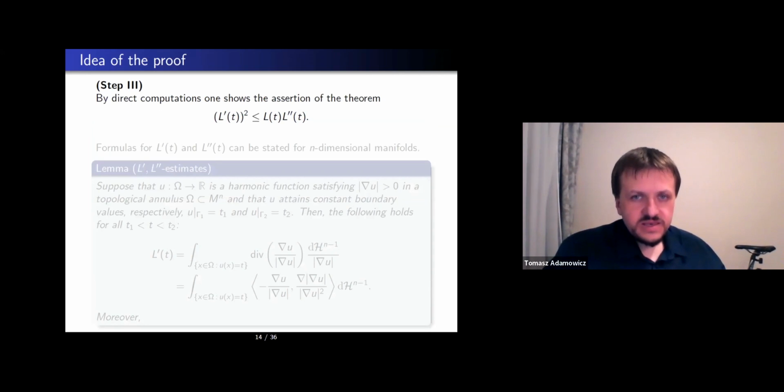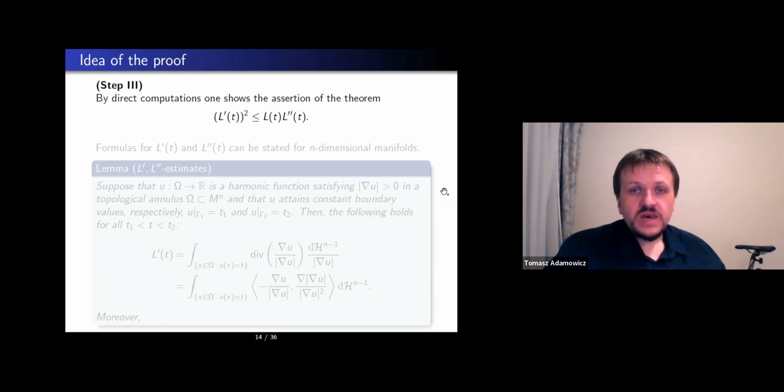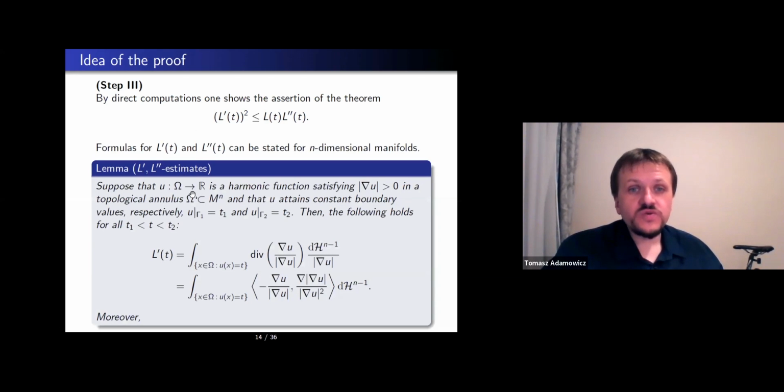And finally, in the last step, by direct computations, we may show that the following inequality holds for the first derivative of the length L of a level curve with respect to the parameter t, and the second derivative of L with respect to t. And it's quite interesting that formulas allowing us to compute L' and L'' can be stated not only in dimension 2, but also in higher dimensions. This is since the following lemma holds.